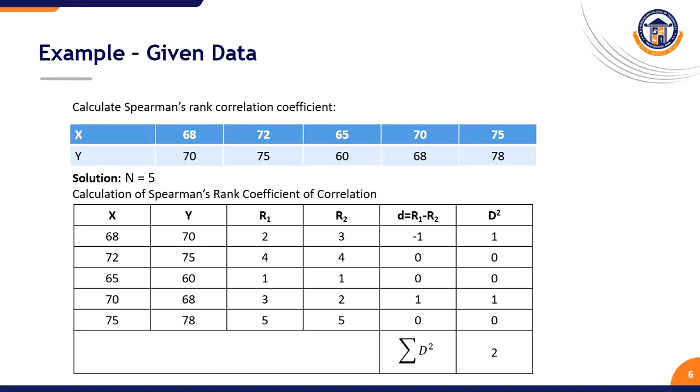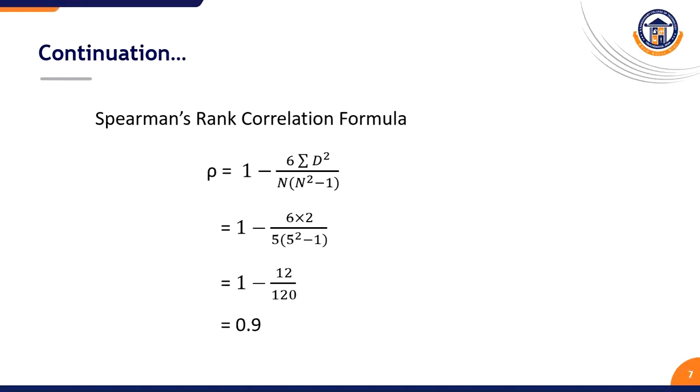Hereafter, substituting these values in the Spearman's rank correlation formula, we already know that rho equals 1 minus 6 into sigma D square by n into n square minus 1. By substituting sigma D square here, you will get 1 minus 6 into 2 divided by, then substituting n as 5, 5 into 5 square minus 1. Simplifying it, you will get the rank correlation coefficient equal to 0.9. It is a positive value.